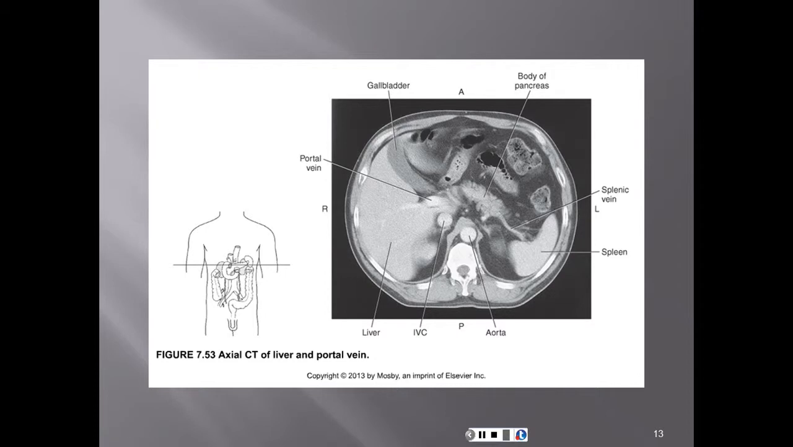I'm using my pointer on these PowerPoints. Hopefully the pointer shows up in the presentation.